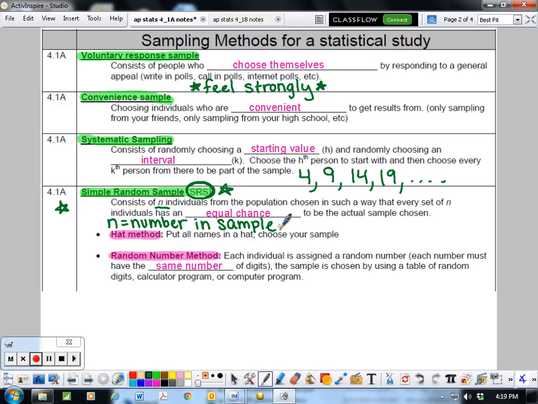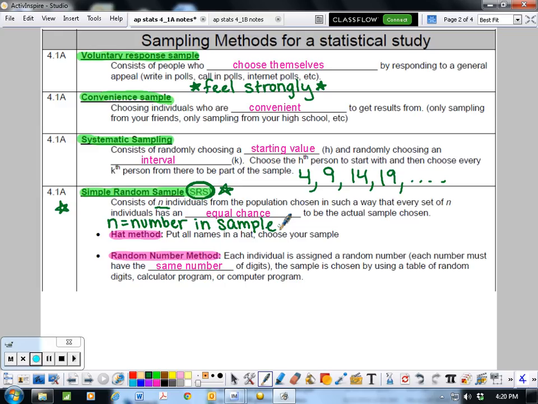And so we do this several methods. We've got a hat method where we can put all names in a hat and we choose names. Or we can put numbers in a hat and assign each person a number, randomly choose numbers. Or we can use the random number method. With the random number method, we could use a calculator and have a calculator randomly assign or randomly pick numbers for us, and those are the people that are going to be in our sample.